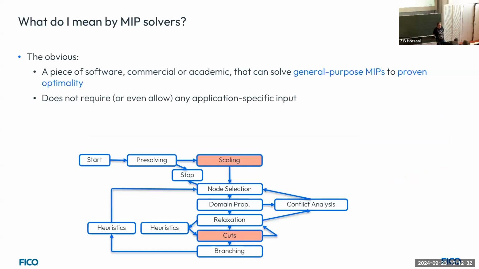So what do I mean by a MIP solver? Again, the obvious part, a piece of software that solves such a general purpose MIP to proven optimality. So no pure heuristic algorithms here. And it does not require or even allow any application-specific input, for the reasons that I just named. We don't consider such. More specifically, in this presentation, I will be talking about work that has been conducted in Xpress and SCIP, but similar approaches are in all likelihood implemented in other MIP solvers as well.